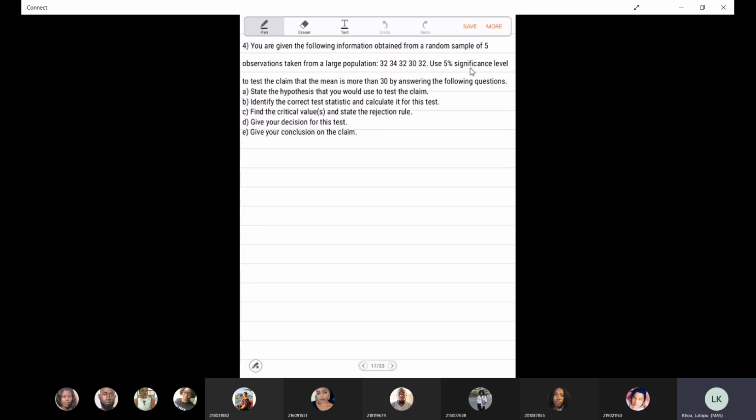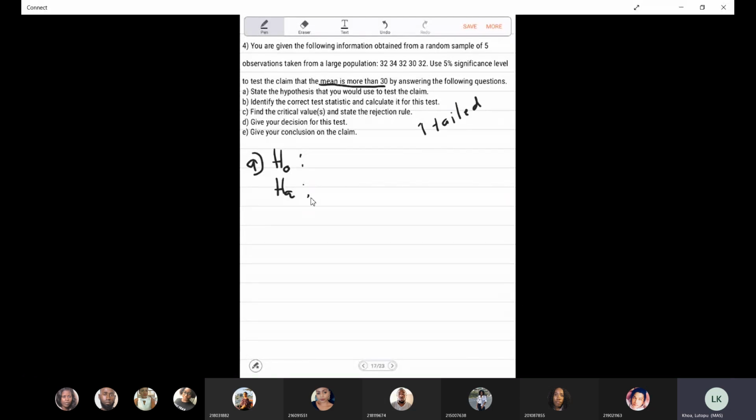Then we have to use a 5% significance level to test the claim that the mean is more than 30 by answering the following questions. So A, state the hypotheses that you would use to test the claim. We have our null hypothesis, H naught, and then we have our alternative. Now we say that the alternative goes hand in hand with the claim that is made in the question, and in the question it says that the mean is more than 30. So this more than 30 tells us this is a 2-tailed test. Sorry, not a 2-tailed, it's a 1-tailed.